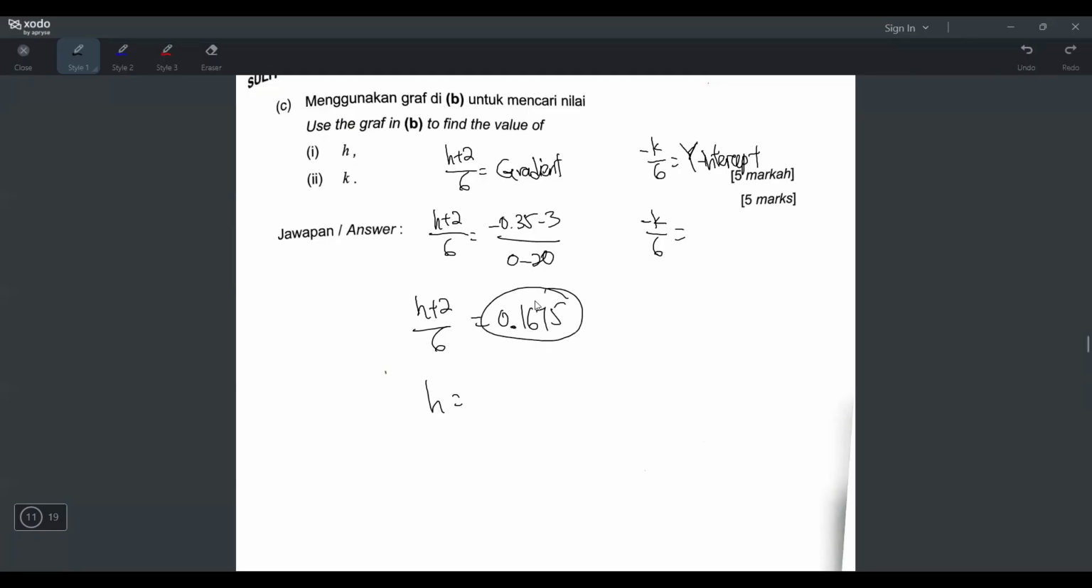Okay, so now to get h, you have to take the gradient. This is not the answer. This is the gradient of the line, but this is not the answer. Because you still have to find h. And the gradient is not h. The gradient is h plus 2 over 6. So you have to take the 0.1675 times 6 first and then plus 2. Right? Minus 2, sorry. Minus 2. Okay. So now you have to take the answer times 6 minus 2. So use your calculator. Okay, my calculator gives me negative 0.995.